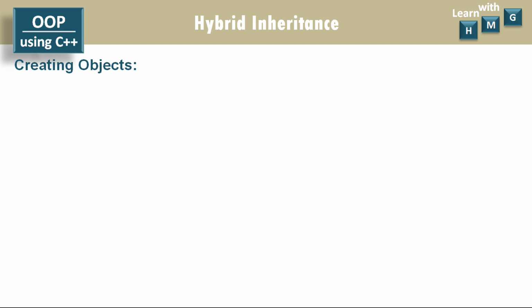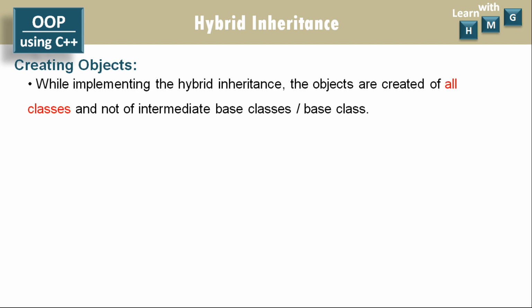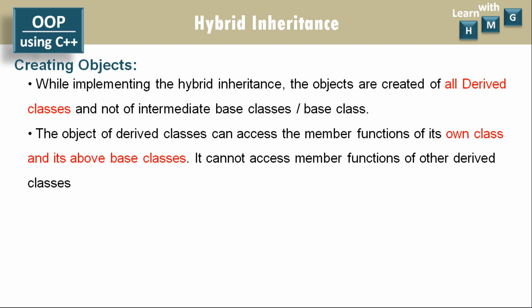Now regarding objects, whenever you are creating objects, the objects are always created of derived classes. The objects are not created of intermediate base classes or base classes. It is recommended that objects should be created of derived classes in any type of inheritance, and this recommendation is applicable for hybrid inheritance also. The object of a derived class can access the member functions of its own class and its above-level classes, that is intermediate base class or base class.